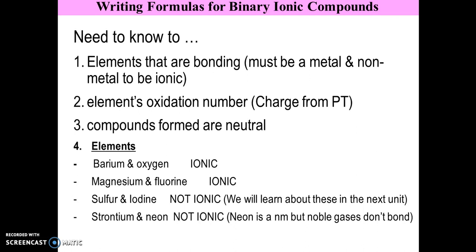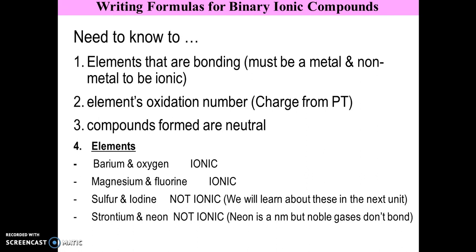All right, so things that we need to know when we're going to actually write the formulas for ionic compounds. We need to be aware of what elements are bonding. So for ionic compounds, it must be a metal and a nonmetal. If it's 2 nonmetals or there's a noble gas involved, then it's not going to be an ionic compound, and we'll actually learn about those later.